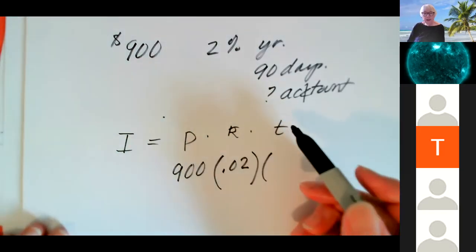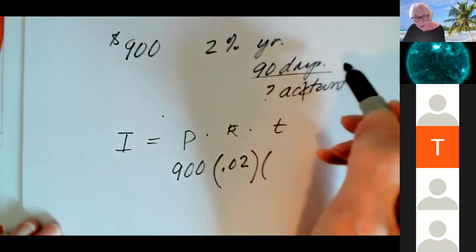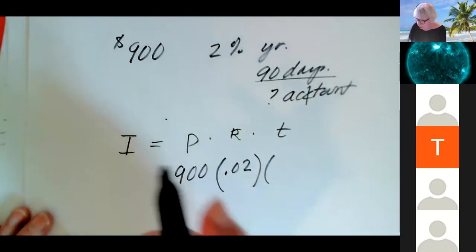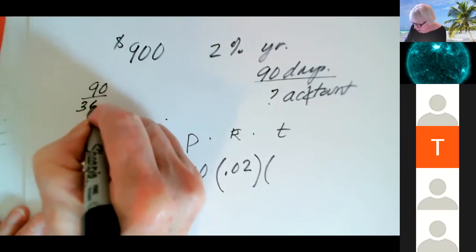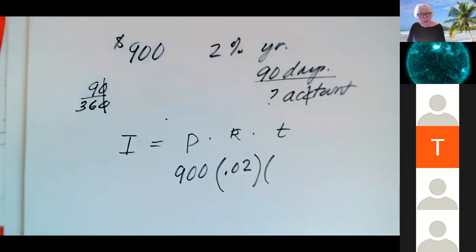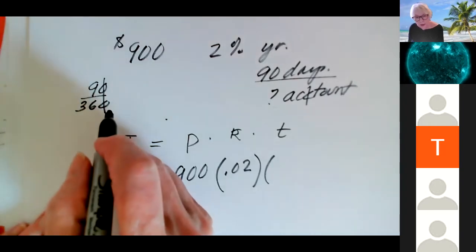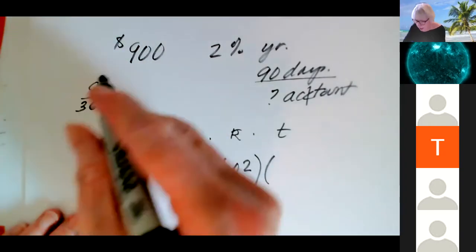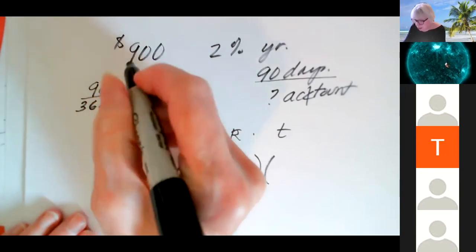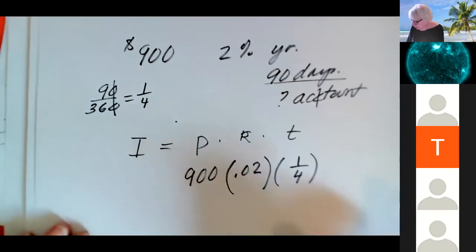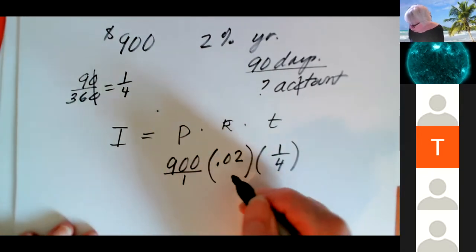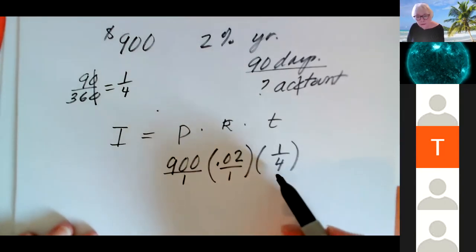And the time, the reason I showed you this one is because it's another one of these. 90 days is 90 compared to 360. They've set these problems up so that they work out pretty well without a calculator. So expect to do them this way. So 9 over 36 is 1/4. And so I'm going to put this over 1. I'm going to divide 4 into 900.